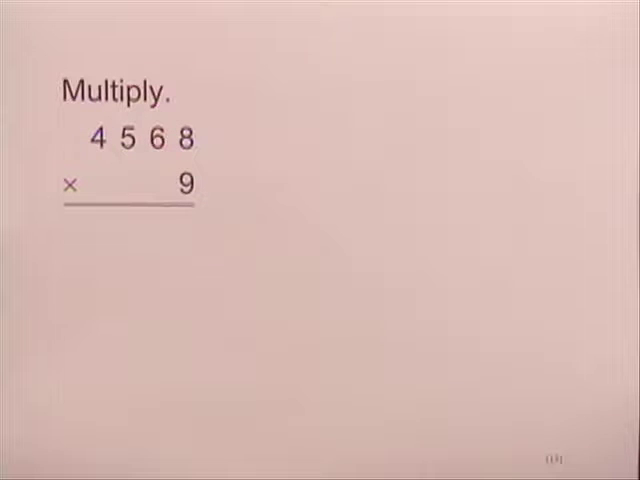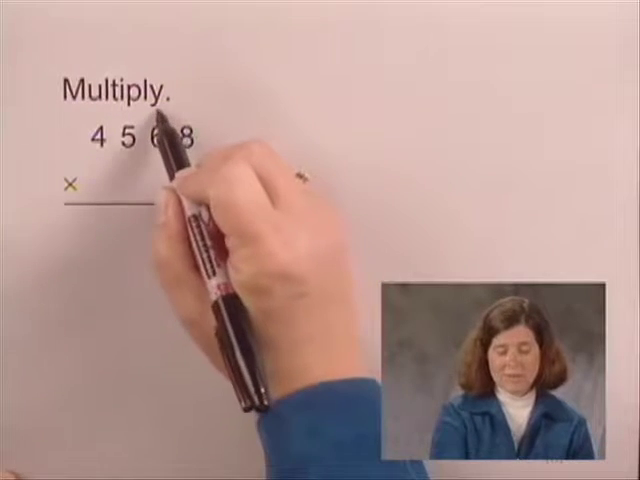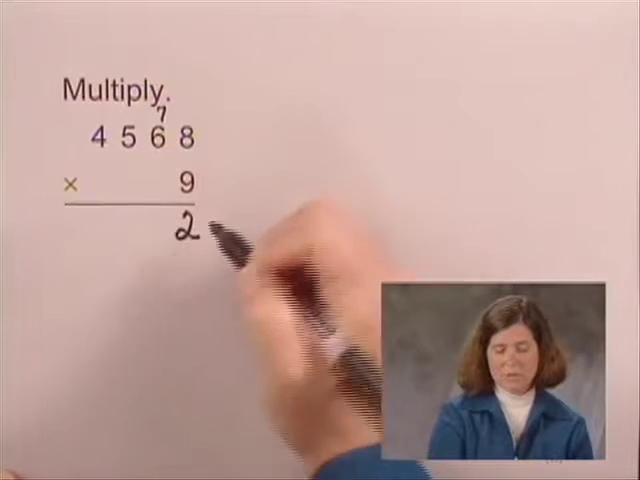In this problem, we'll multiply two whole numbers. We'll multiply 4,568 times 9. To begin, we'll multiply 9 times 8, which is 72. We'll write the 7 above the 6, write the 2 below.